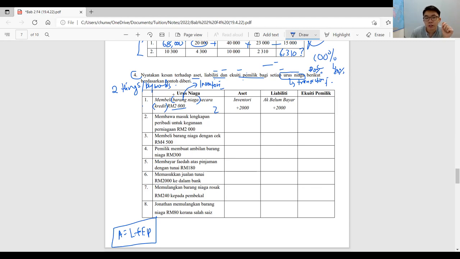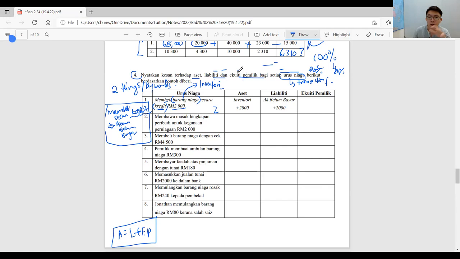Right? And then when you see secara kredit, so now ask yourself a question. You beli barang niaga secara kredit, meaning you buy. Beli means you beli. So when you beli, membeli secara kredit, meaning this one you need to record in your account belum bayar. These are some nota that you can write down on your book. So when you say membeli secara kredit, what is secara kredit? Meaning secara hutang.